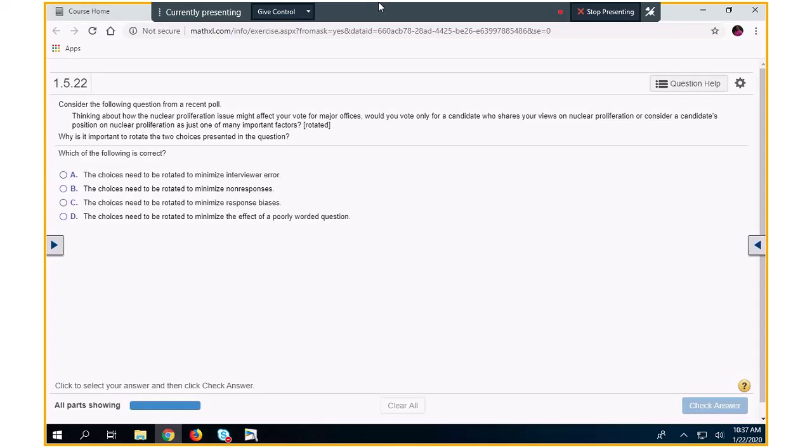SAT word. All right. Would you vote only for a candidate who shares your view on nuclear proliferation, or consider a candidate's position on nuclear proliferation as just one of many important factors? Again, is this an analytical question or a judgment question? I don't know. I would consider, I want to know what the person thinks on a lot of things. You know? Not just one thing. Oh, but some people are one-dimensional. If you don't believe that things are not one-dimensional, University of Oklahoma football team.